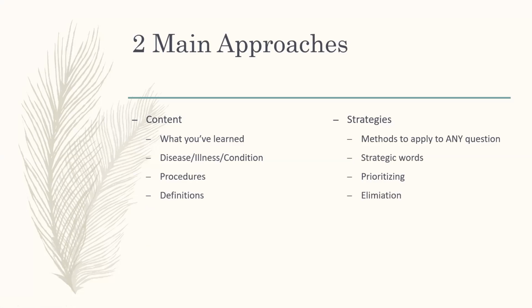And these methods can apply to any question. A couple of examples here would be strategic words, prioritizing, and elimination of answer choices. So, one of two ways. It's nice if you know all the content and you can work right through it and you're good, bing, bang, boom. But some people struggle with learning everything. So that's where your strategies come into play.